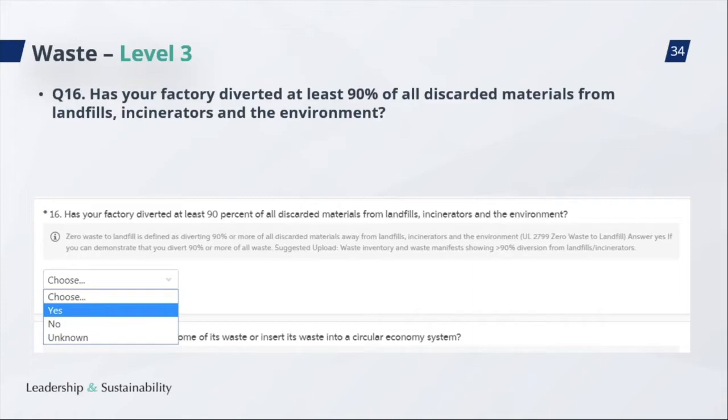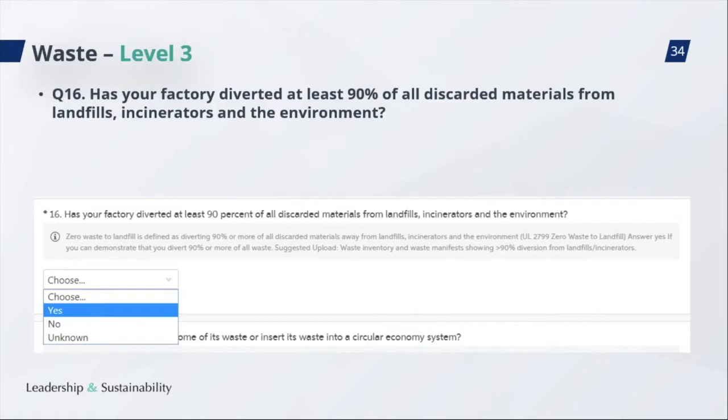Also, for many countries where the infrastructure is not built out to offer other opportunities than landfills or very simple incinerators, of course, for those countries and regions, this is a very, very challenging question. So depending on the local infrastructure that you have in your area, it may not be possible for you to reach this goal here and respond yes here.